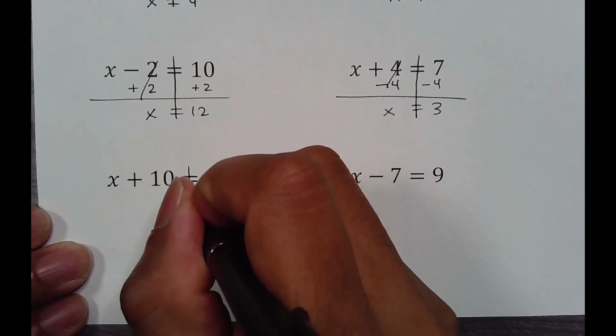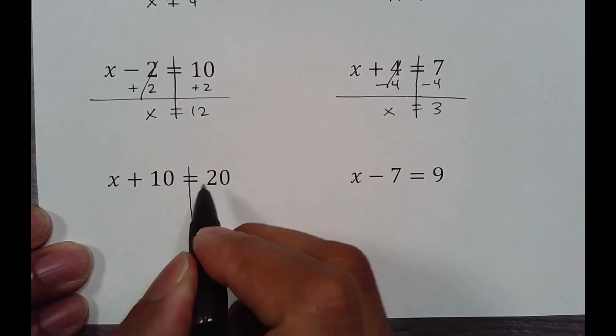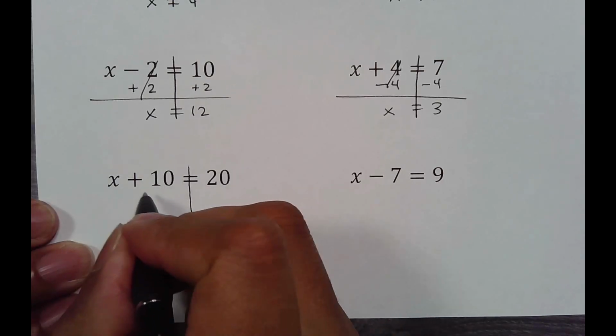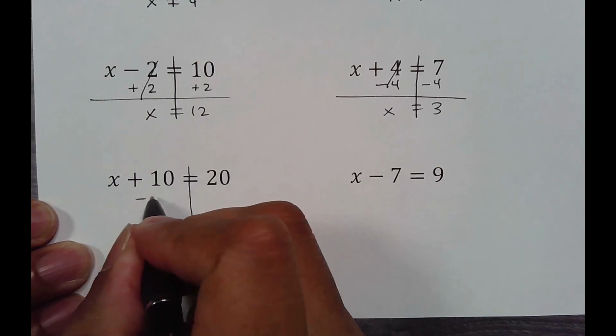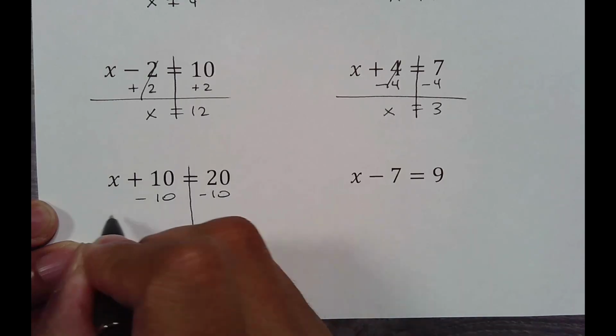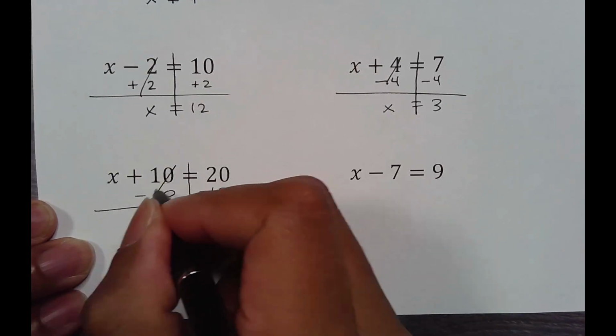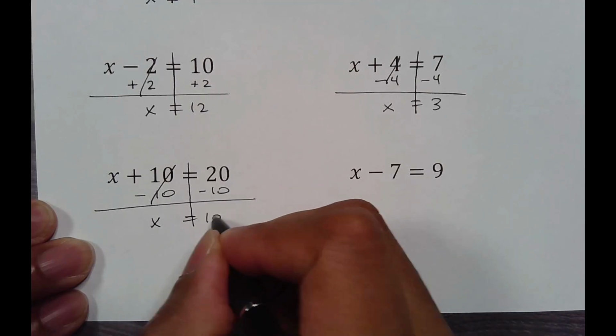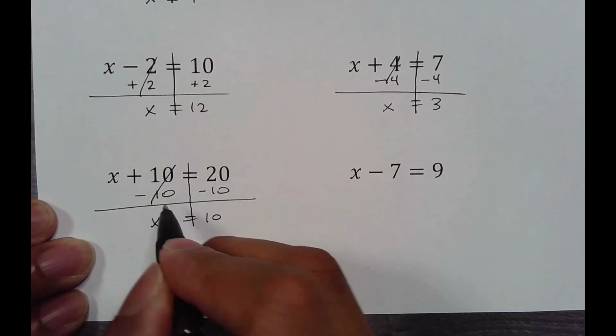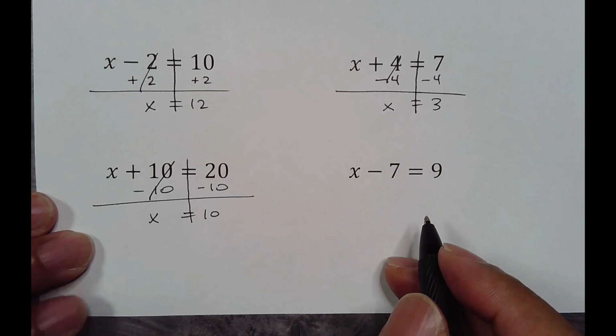X plus 10 equals 20. If this says plus 10, again, I'm adding. I'm going to offset adding, or do the opposite of adding, which is subtract 10, subtract 10. X comes down, the 10's go away. 20 minus 10 is 10. 10 plus 10 is 20, which means I did do it right.